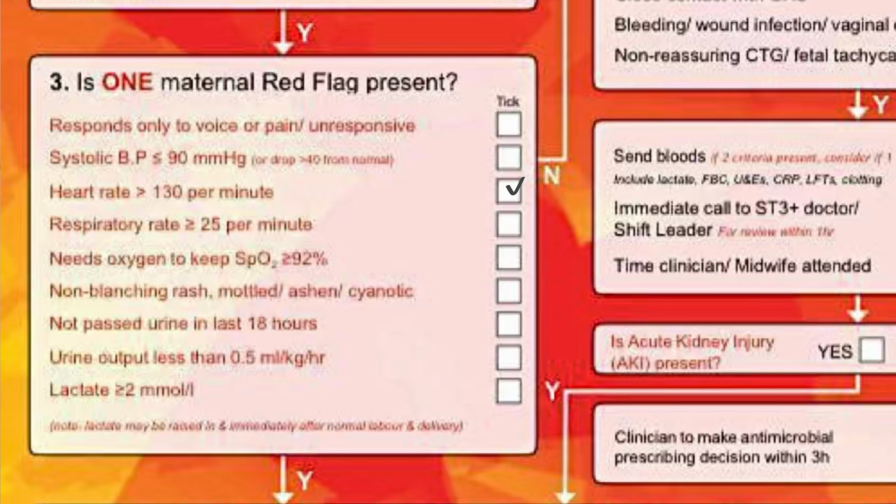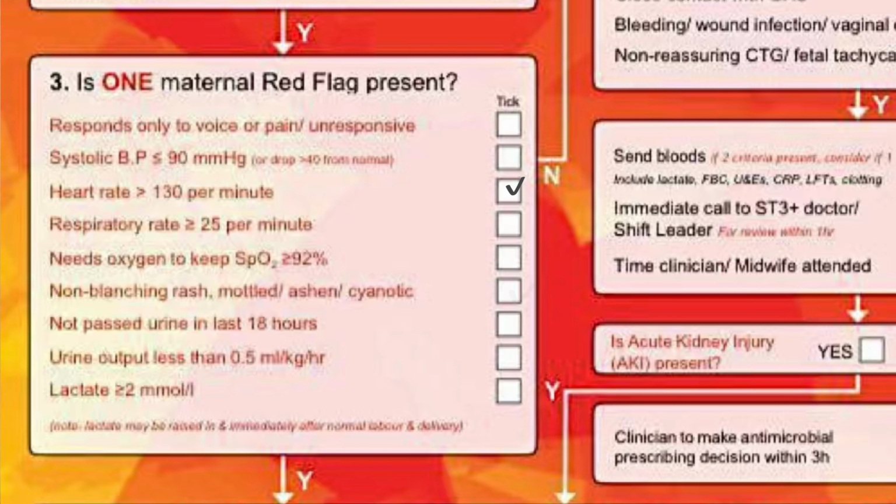Then we have respiratory rate, greater than or equal to 25 breaths. Is the maternal respiratory rate in that range? When you checked the respiratory rate, was it greater than or equal to 25 breaths per minute? Then you will want to take that. Needs oxygen: is your maternal oxygen saturation less than 92%? When you did your maternal observation, was saturation less than 92? If it's less than 92, then the patient would definitely need oxygen. If it was more than 92, the patient wouldn't need oxygen.